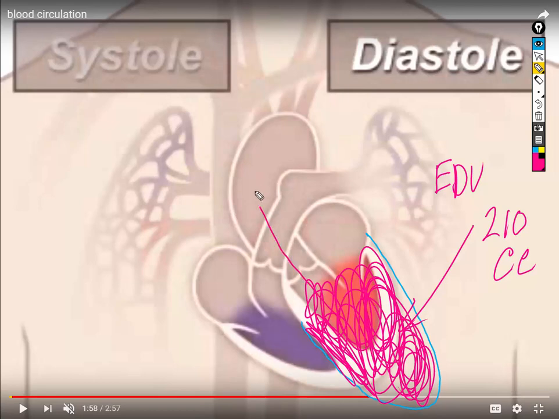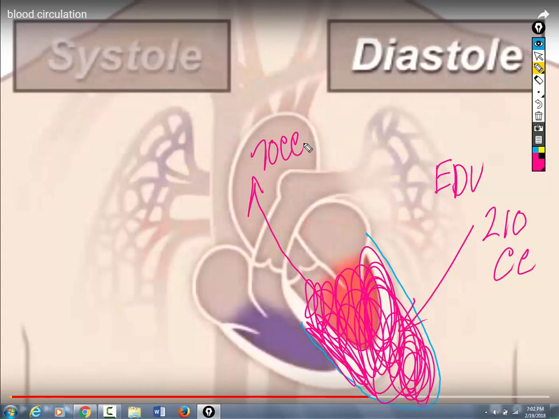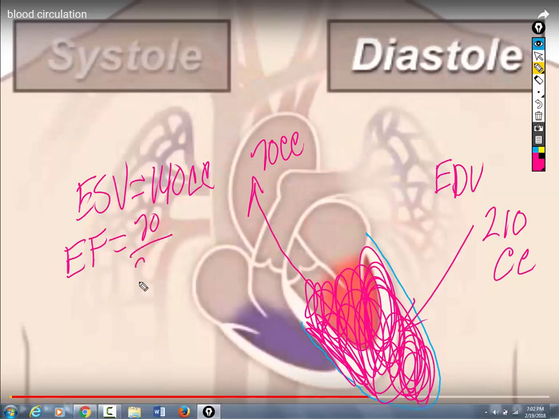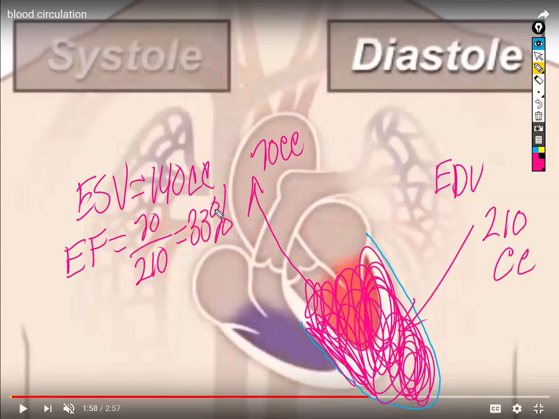Do they still have to pump out 70 cc's? Yeah, they have to maintain Q, right? So how much is left in that left ventricle? Now your end systolic volume goes up to 140 cc's. What happens to their ejection fraction? Their ejection fraction is 70 over 210, so it's now 33%. So this heart is severely damaged. It is a dilated left ventricle. Tell me, you're with me?